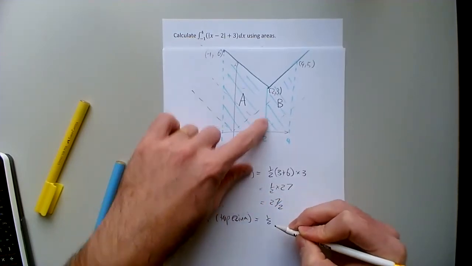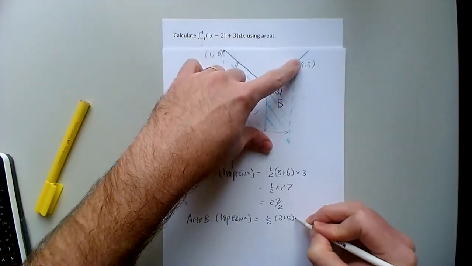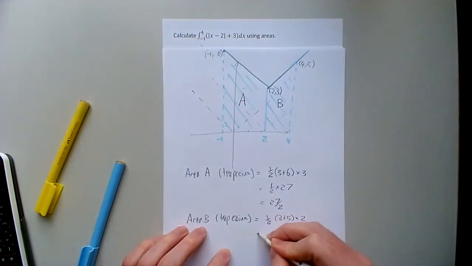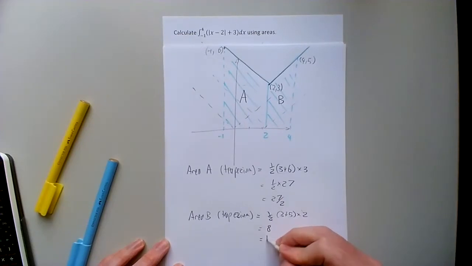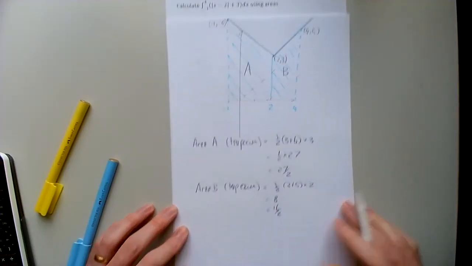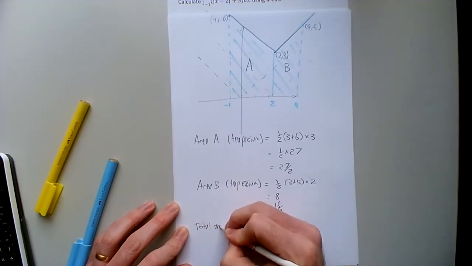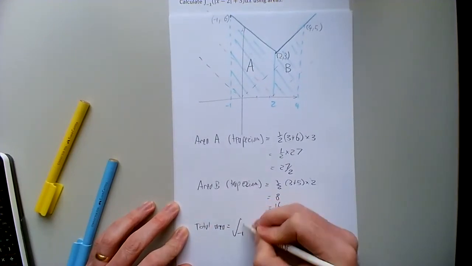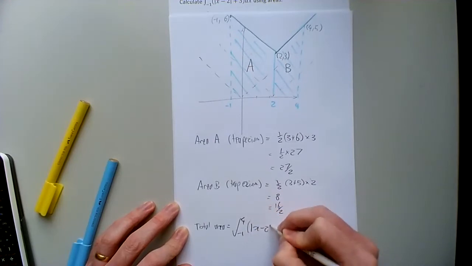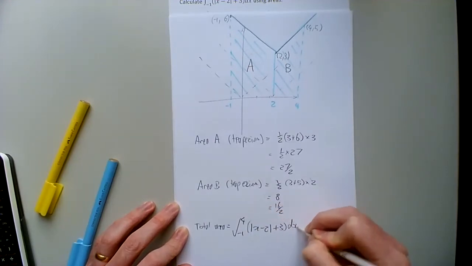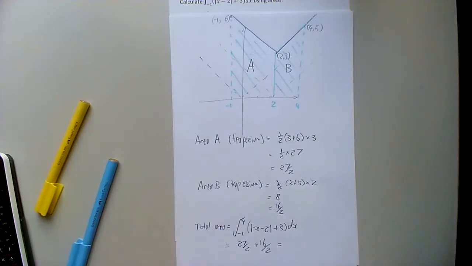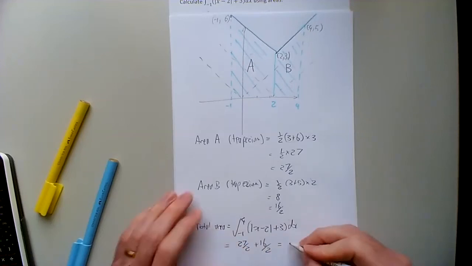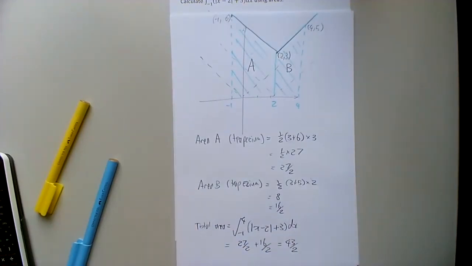Area B, which is also a trapezium. So I have to average these two, that's 3 and 5, times the distance between them, which is 2. Now half times 2 is 1, and so that's just going to give me 8, which for the purposes of adding would be 16 over 2. And so the total area, which is the integral from -1 to 4 of the absolute value of x minus 2 plus 3 dx, would be 27 over 2 plus 16 over 2. 27 plus the 10 would be 37, plus a 6 would be 43 over 2. And that's the area.